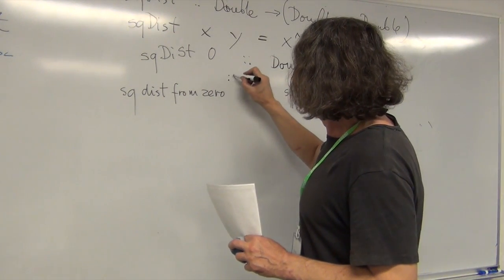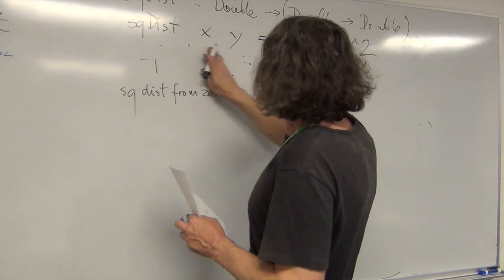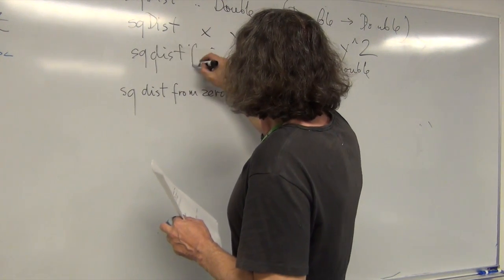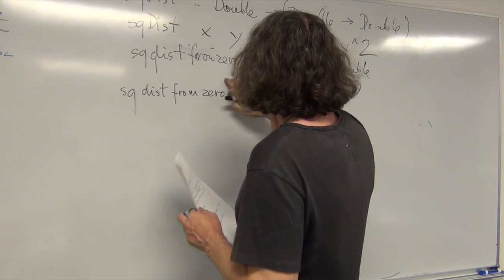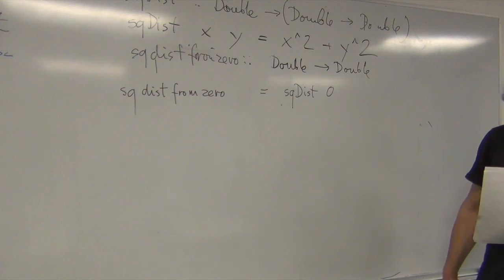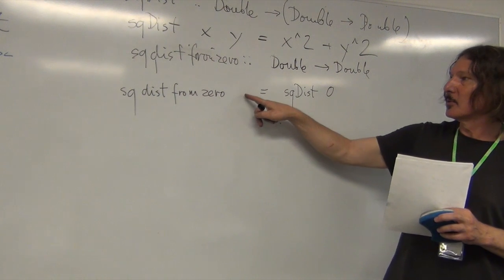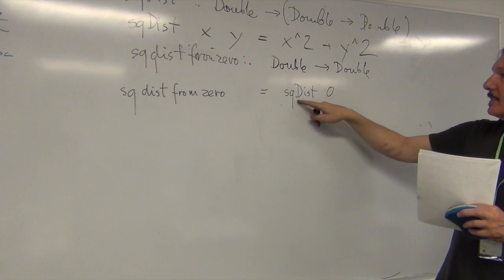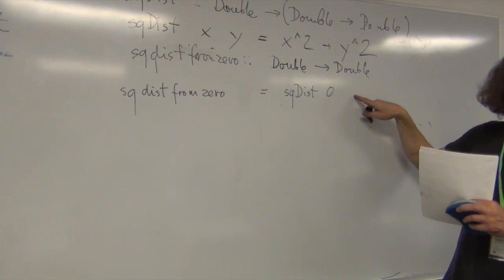Its type is double. I can put it here. SQ dist from 0 is just this, double to double. Right? And you see how it works? If I apply this to y, to some, let's say, 2, then it's the same as applying SQDist to 0 and 2.